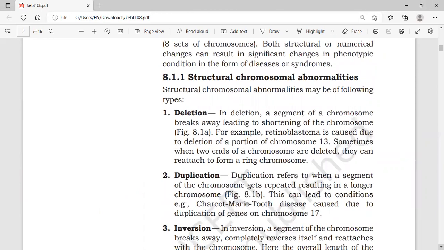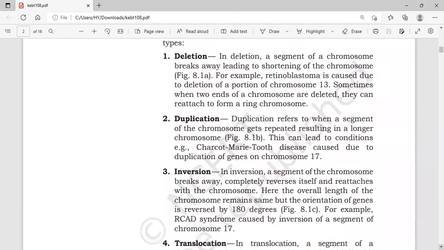Both the structural and the numerical changes can result in significant changes in phenotypic condition in the form of diseases or syndromes. Structural chromosomal abnormality may be of the following types. Deletion: a segment of chromosome breaks away, leading to the shortening of the chromosome. For example, retinoblastoma is caused due to the deletion of a portion of chromosome 13. Sometimes when 2 ends of chromosomes are deleted, they can reattach to form a ring chromosome.